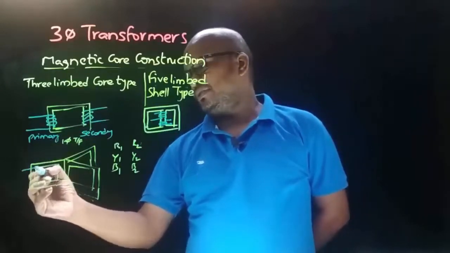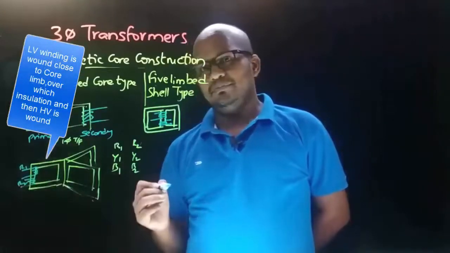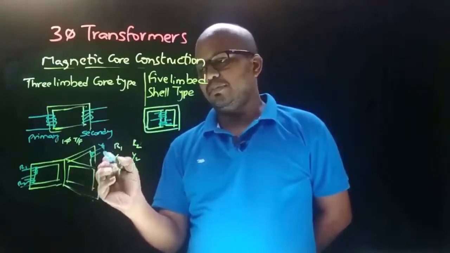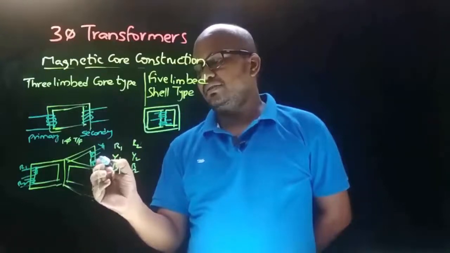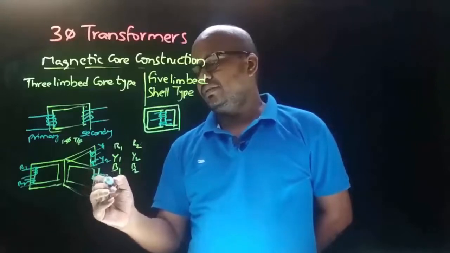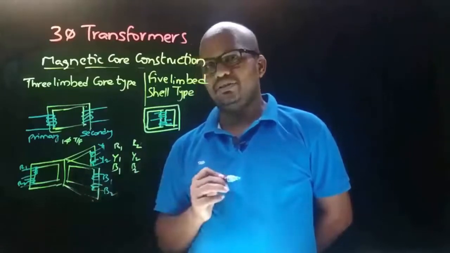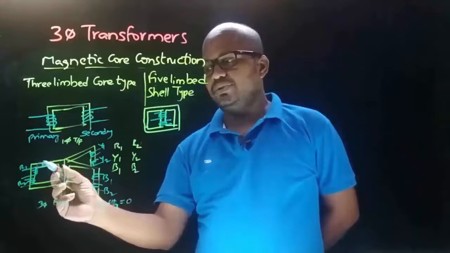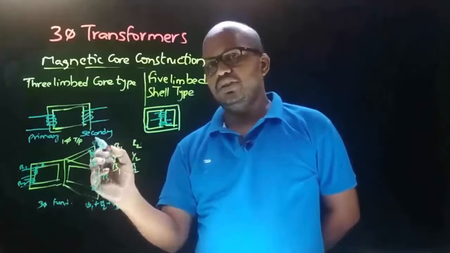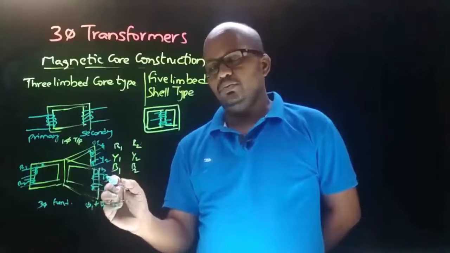So if this is R1, then R2 also will be on the same limb, and similarly if this is Y1, that is primary winding, and this is Y2, secondary winding, and similarly if this is B1, primary winding, and let us suppose this is B2, secondary winding. Let us suppose flux phi r is the flux due to R1 winding, and this is the flux phi y due to Y1 winding, and this is the flux phi b due to B1 winding.